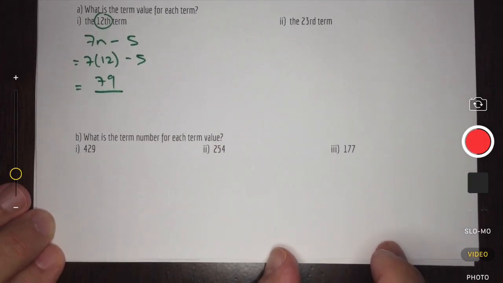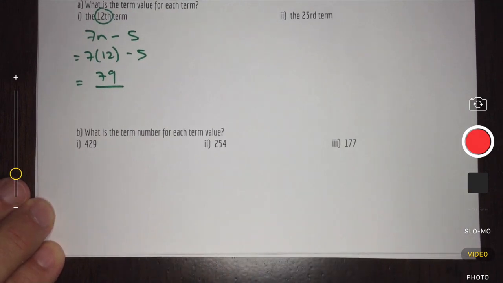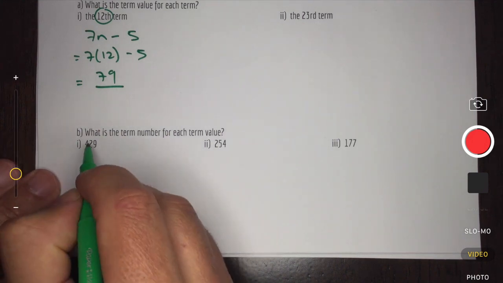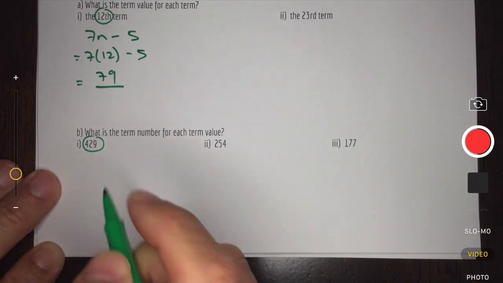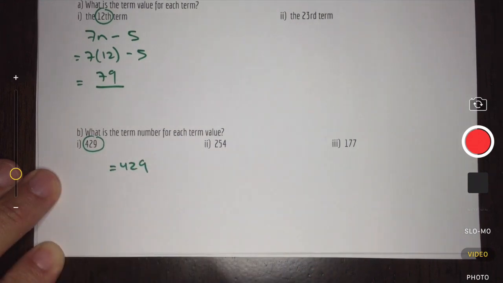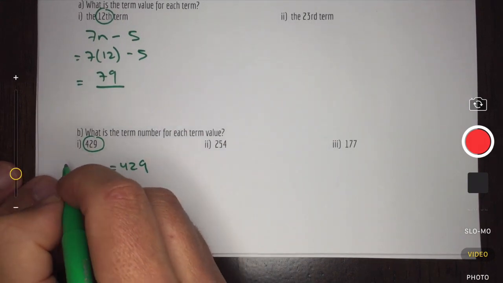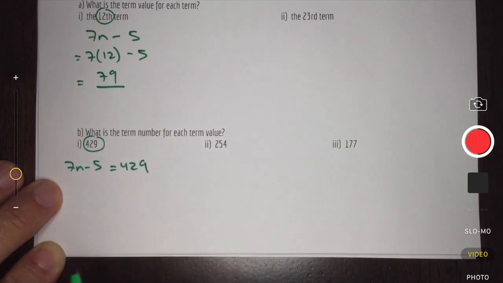Now for the bottom question, and again we have done this before, we want to know what is the term number for each term value. So in this particular case, this is the value right here. So that's what we have is equal to 429. And what is it that we have that's equal to 429? Well, that's of course our expression, which is 7n minus 5.